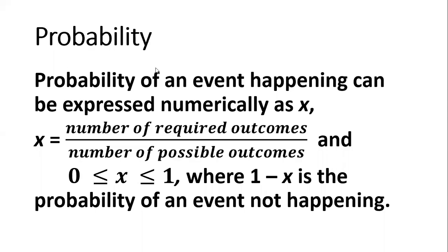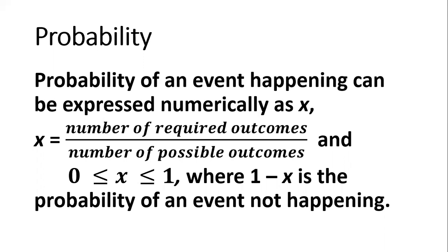Probability is what we are considering today. The probability of an event happening can be expressed numerically as X, meaning X is the number of required outcomes divided by the total number of possible outcomes. The range of the probability starts from 0 to 1. That's why we have 0 ≤ X ≤ 1, that is, probability X is less than or equal to 1.